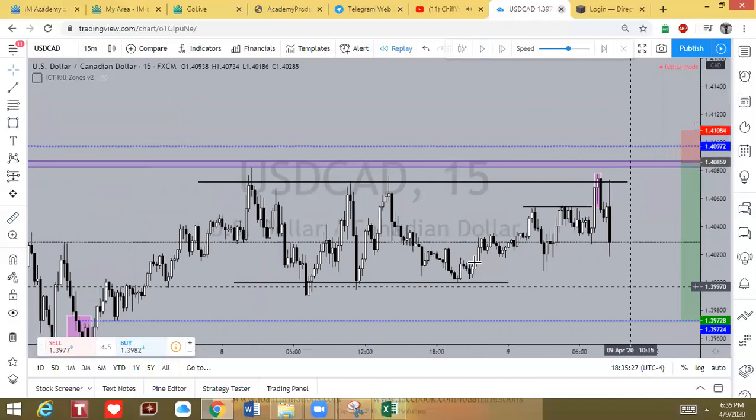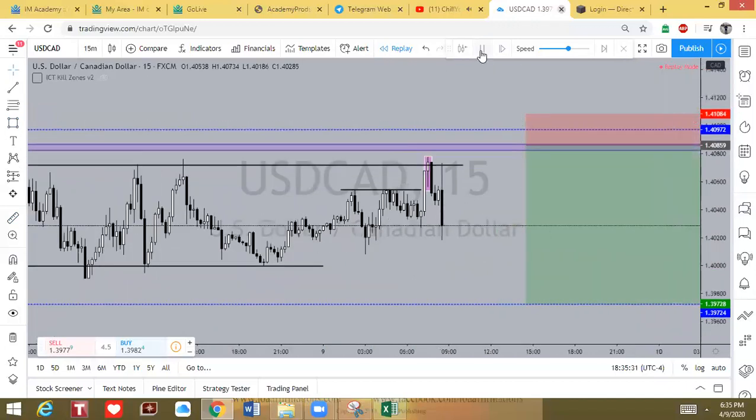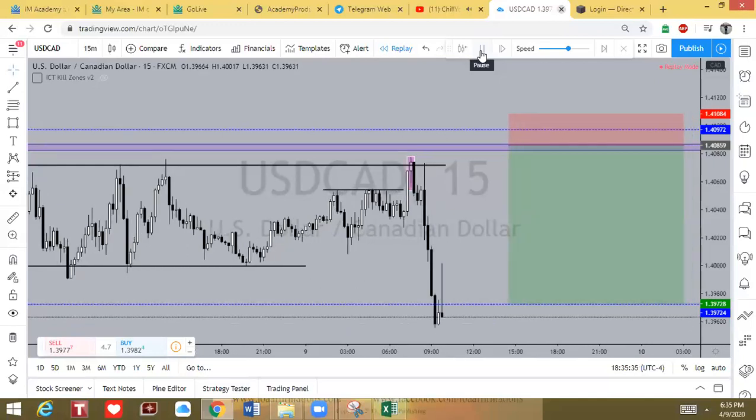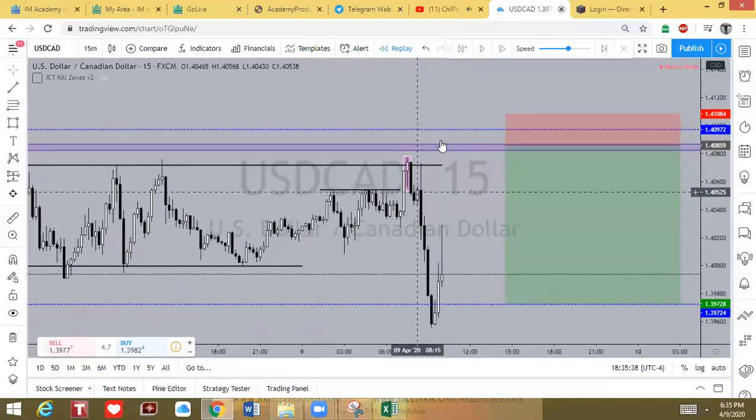Now, I'm going to show you guys this on multiple time frames, right? Because ultimately, again, we came all the way down into our target area, and then reversed out of that target area, right? So let me go ahead and backtrack a couple candles.